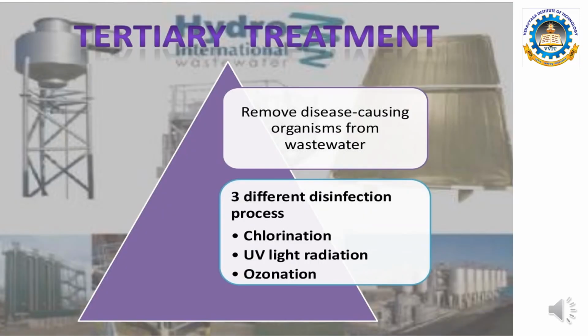The third part is the tertiary treatment. Tertiary treatment means that it removes the disease-causing organisms from the wastewater. So it mainly consists of three types of disinfection process. The first one is chlorination, the second one is UV light radiation, and the third one is ozonation.